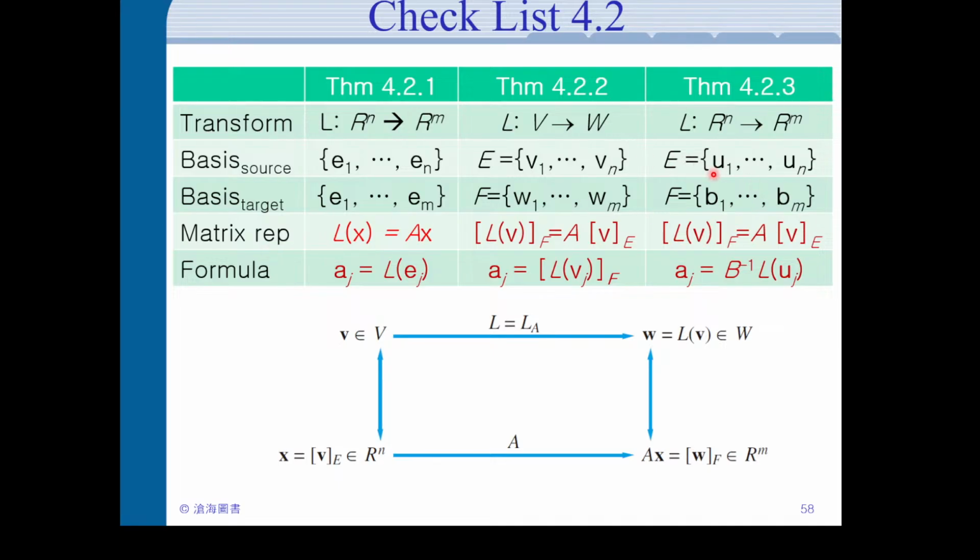We can find the ordered basis in Rn and the ordered basis in Rn, and we find out that to calculate this Aj, you need to find the L of Uj just before, and to do this transformation to coordinates in F, you apply this B minus 1 here. Okay, any questions so far?